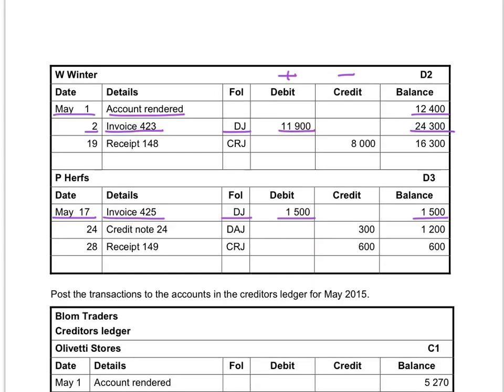In the account of P. Herbs, we will indicate that we issued credit note 34 to him on the 24th. This was posted from the Debtors Allowances Journal, and it must decrease his account because he owes less money, so his account will be credited, and then I will work out the closing balance, taking 1,500 minus the 300, and that will give me 1,200.